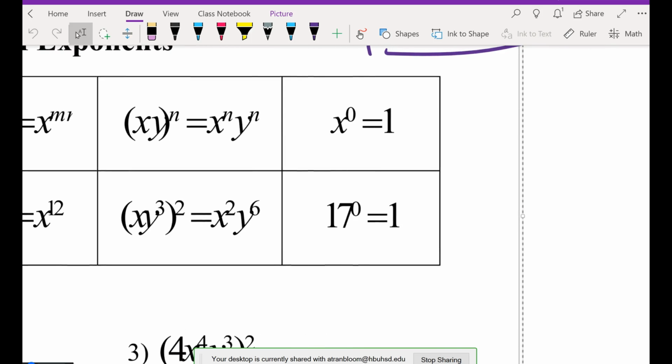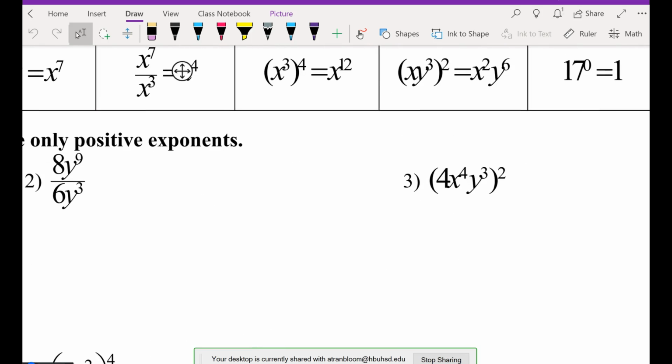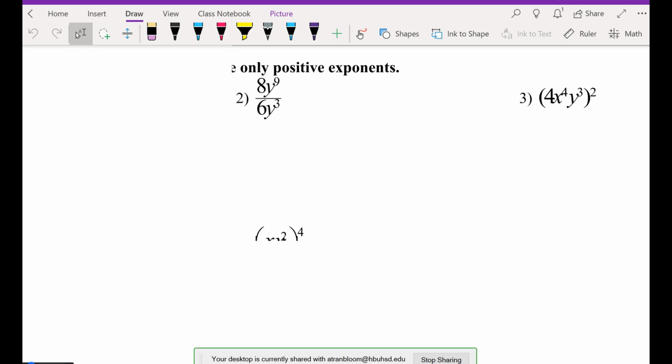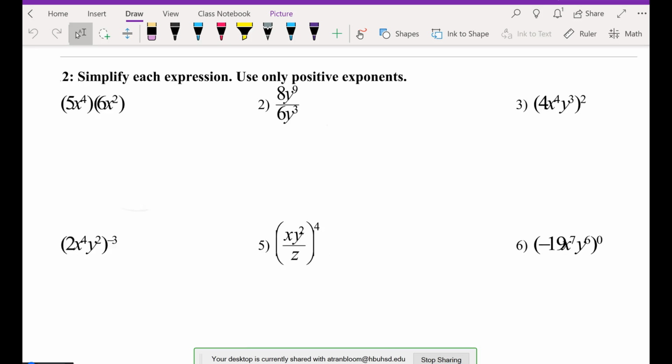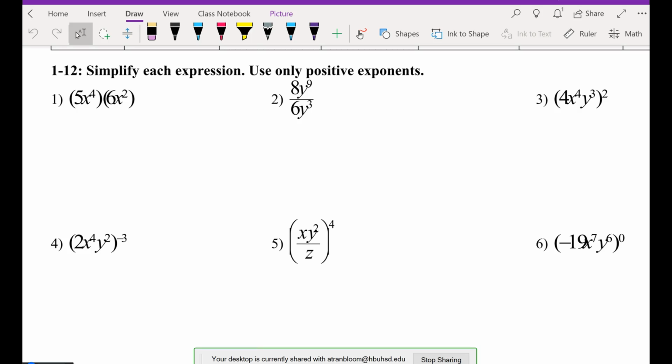Now, anything that's raised to 0, doesn't matter how scary it looks or how nice it looks, it's always what? 1. So 17 to the 0 is always 1. 999 to the 0 is always 1. All right, let's do the first 3. We have 12 together, but we're going to do 3 at a time. So here we go.